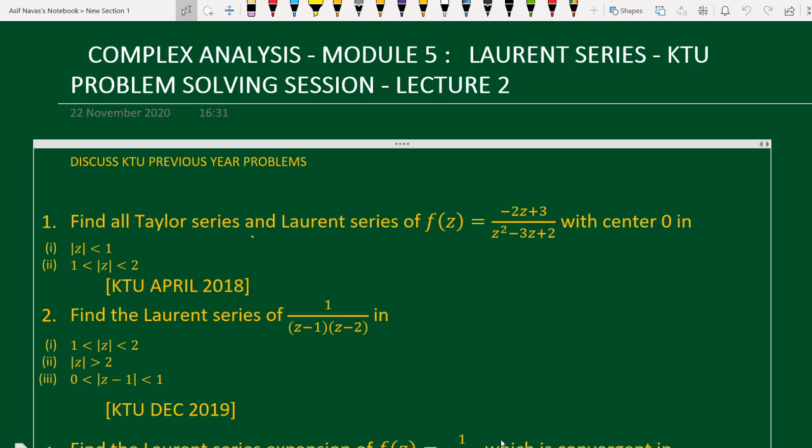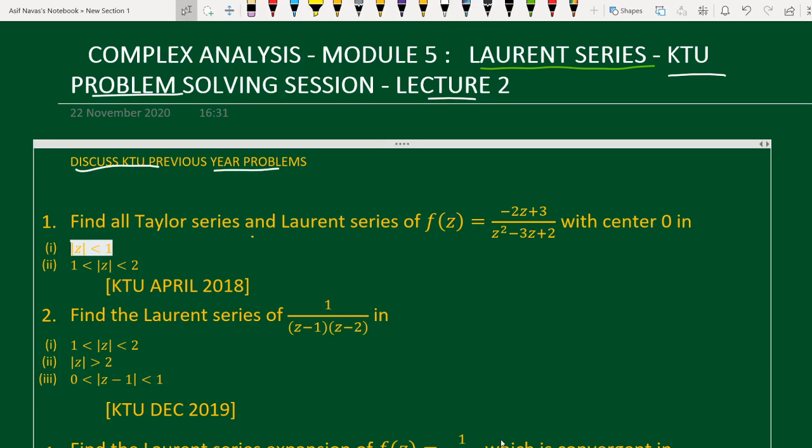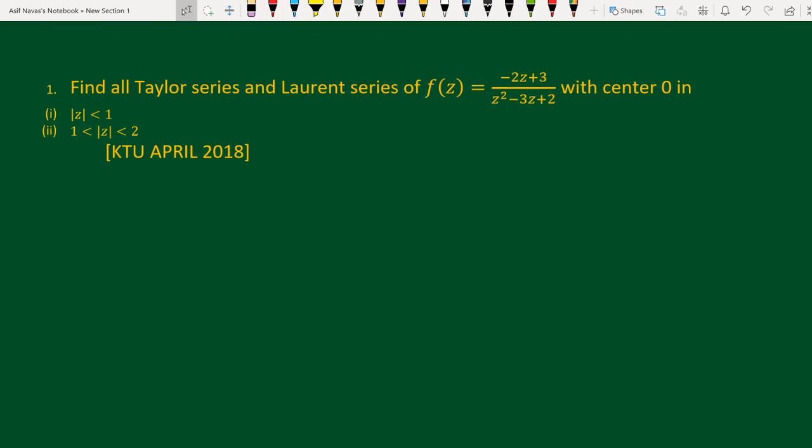So in this session, we will discuss Laurent series KTU problems, and this is lecture 2 of module 5. First we will discuss these problems. These are previous year KTU problems. So first we will discuss this problem, and this is a very important problem.